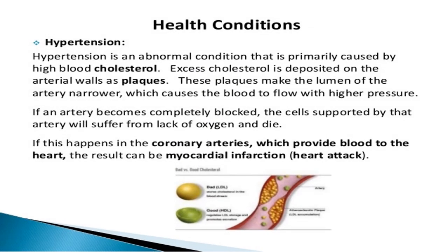Hypertension is an abnormal condition that is primarily caused by high blood cholesterol. Excess cholesterol is deposited on the arterial walls as plaques. These plaques make the lumen of the artery narrower, which causes the blood to flow with a higher pressure. If an artery becomes completely blocked, the cells supported by that artery will suffer from lack of oxygen and die. If this happens in the coronary arteries, which provide blood to the heart, the result can be myocardial infarction. That's what we call a heart attack.